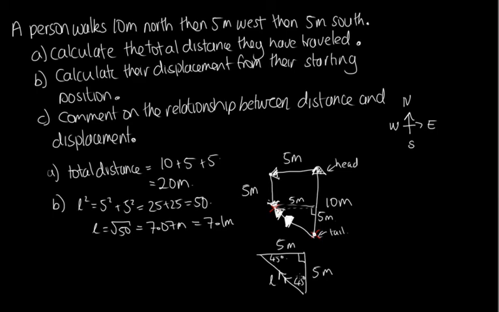And then what we need to do is, because we're asked for a displacement, we also need to give a direction. So this is north, this is west, and that's 45 degrees. So the direction in this case is northwest.